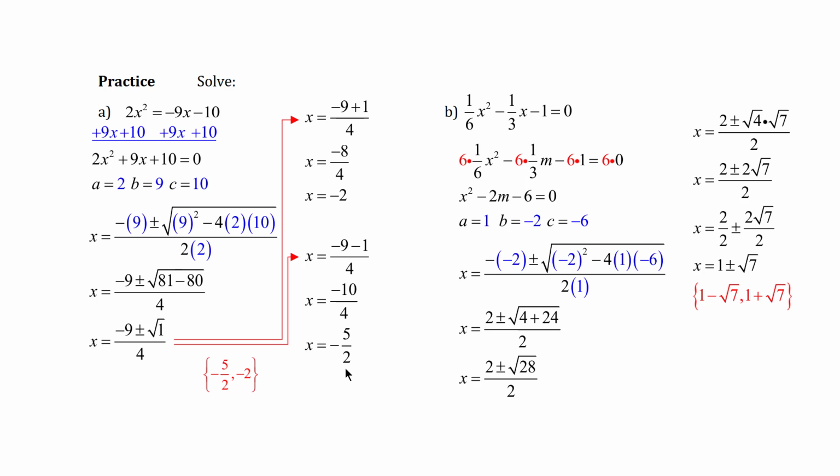Next, we write our final solution in set notation. So I have a set of curly brackets and negative 5 over 2, comma negative 2 inside the curly brackets.